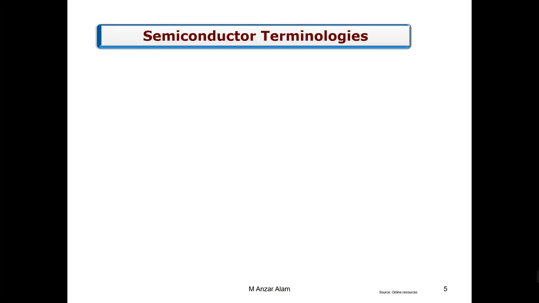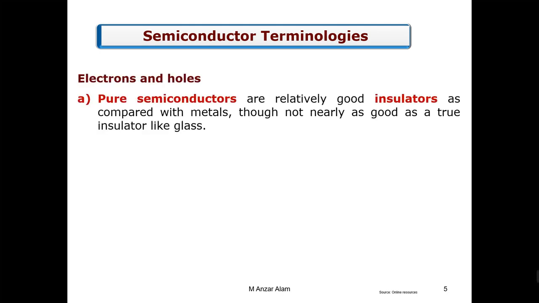Next, semiconductor terminology. This continues with the semiconductor terminologies. So, electrons and holes. We know pure semiconductors are relatively good insulators as compared with metals. Though we can say that pure semiconductors are insulators, they are not as good an insulator as glass. Similarly, pure semiconductors are not as good a conductor as copper. So its property is in between.